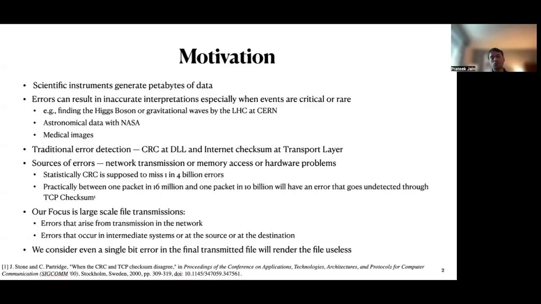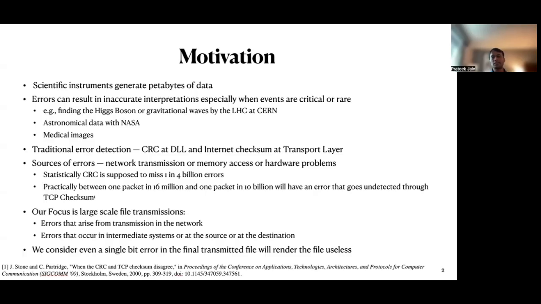Traditionally, we have two checks on the internet. One is a CRC, which is a 32-bit hop-to-hop check at the data link layer, and the other one is the internet checksum, which is a 16-bit end-to-end check at the transport layer. Errors in the network can be because of transmission errors or memory access or hardware issues.